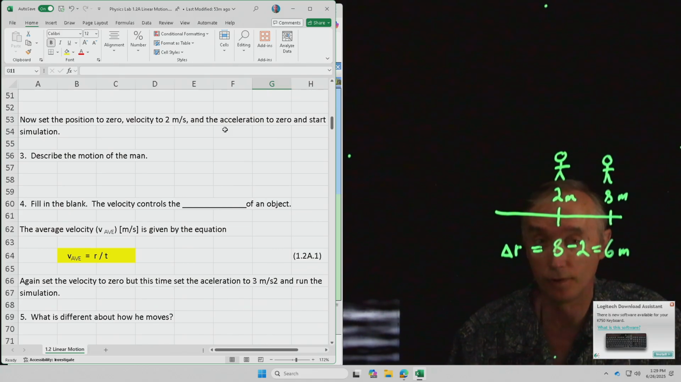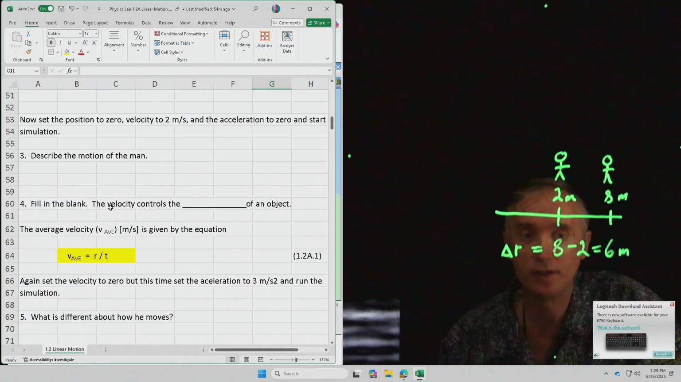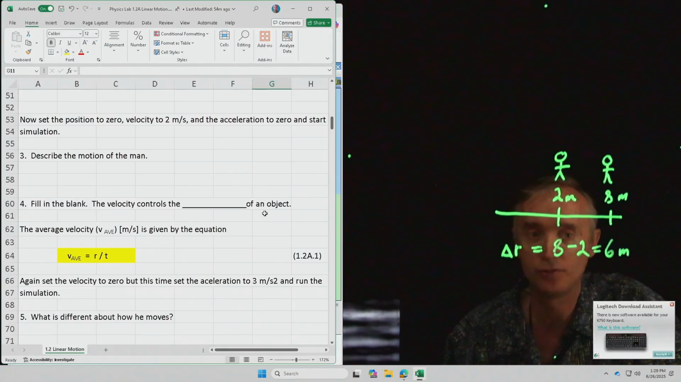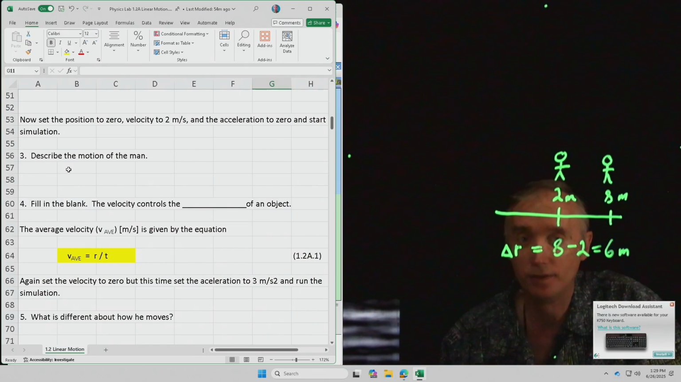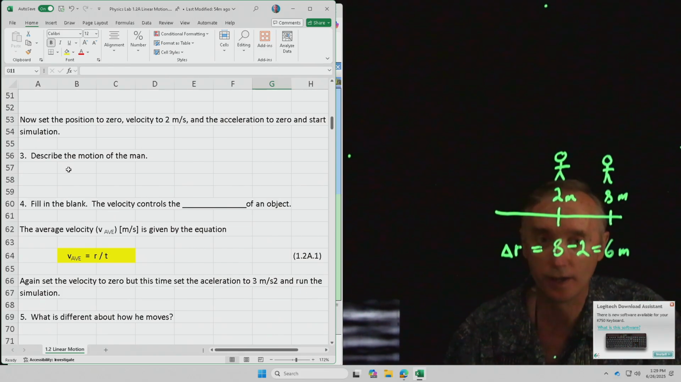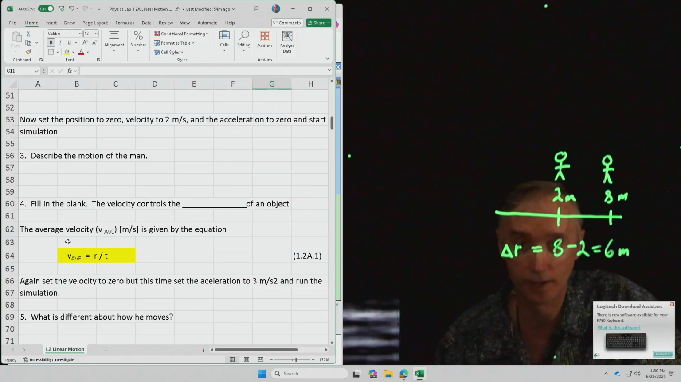There's a particular word that I'm looking for, and we're going to fill in the blank here. Velocity is going to control the what of an object. So think about what is changing whenever you're moving at a constant speed, a constant velocity, and put that in here. And then there's a particular word I'm looking for: if there is no acceleration, then you're moving at a what kind of speed. So that's what I'm looking for on that.